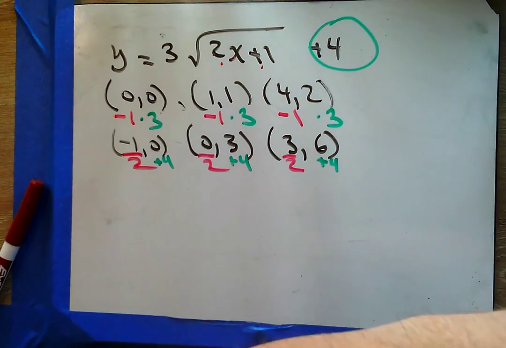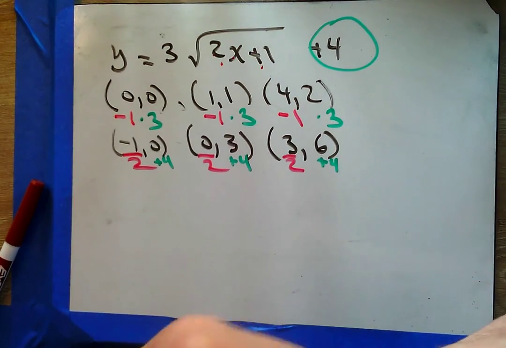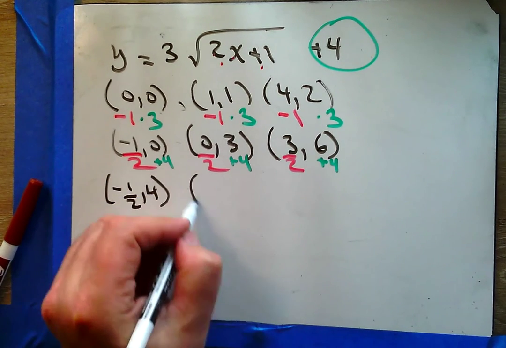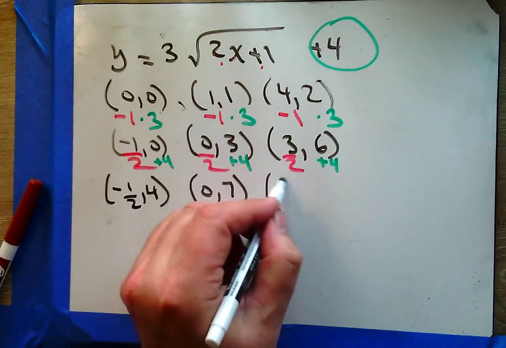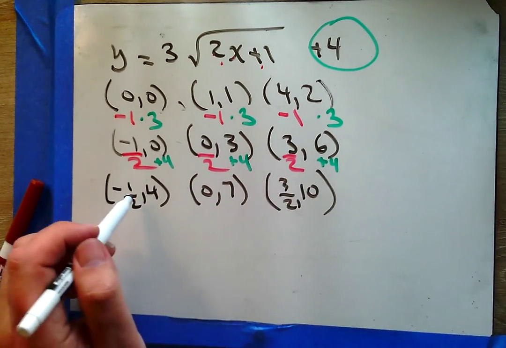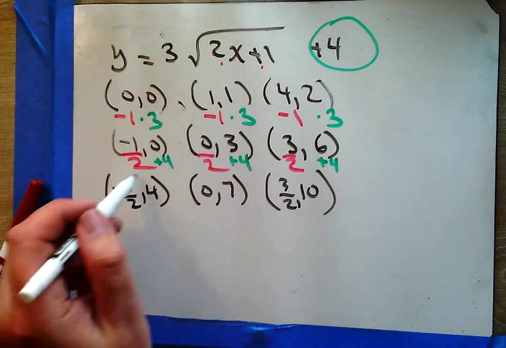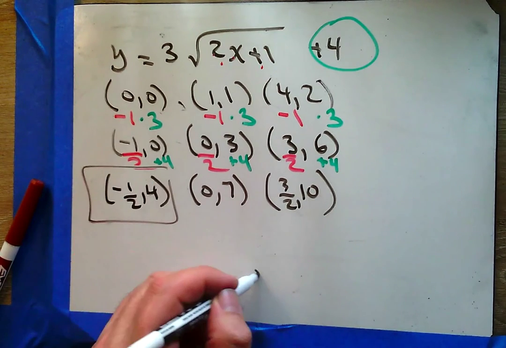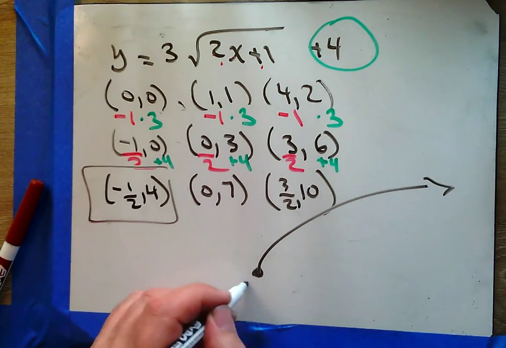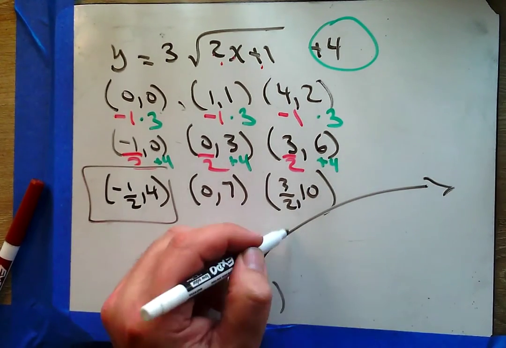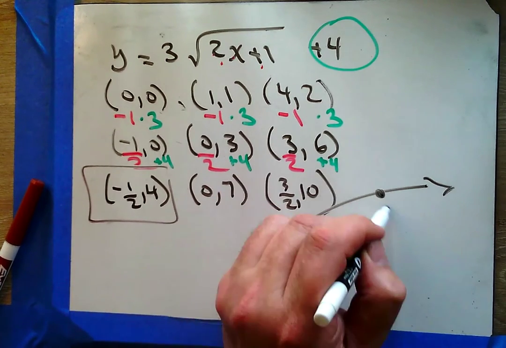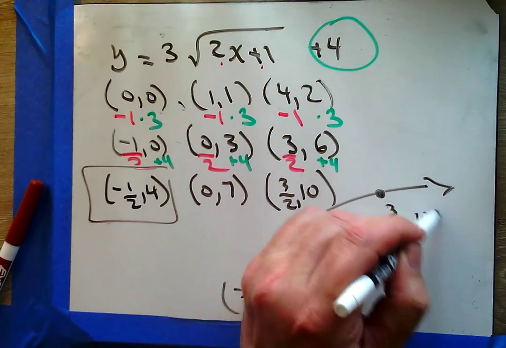So, where are we located? What am I graphing? Negative 1 half, 4; 0, 7; 3 halves, 10. And remember, this graph doesn't have a domain of all real numbers. This is an endpoint. This is where the graph starts. At negative 1 half, 4, this point would be 0, 7, and over here I'd have 3 halves, 10.